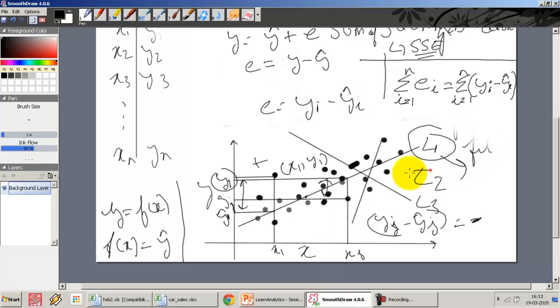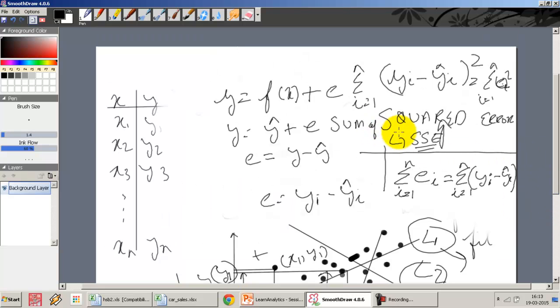I can hypothetically do this for line 2, line 3, line 4 and all the possible lines, and I select the line of the minimum squared sum of errors, or the minimum SSE. So the line with the minimum squared error term becomes my regression line, and the equation of that line becomes the regression equation between the two variables x and y.